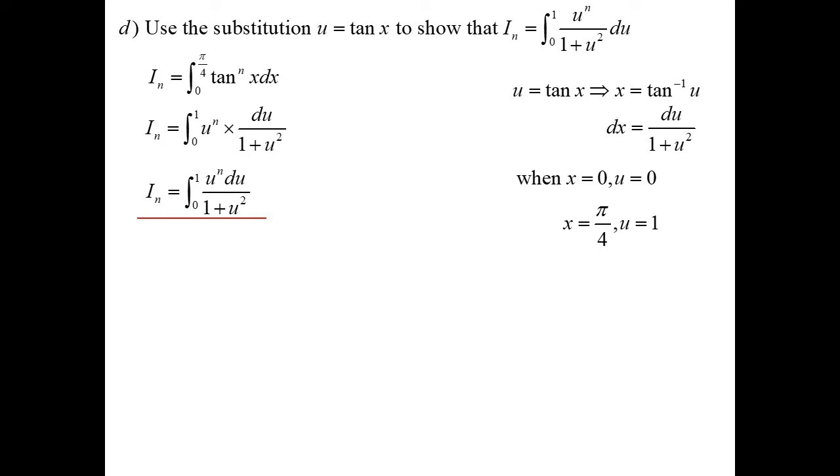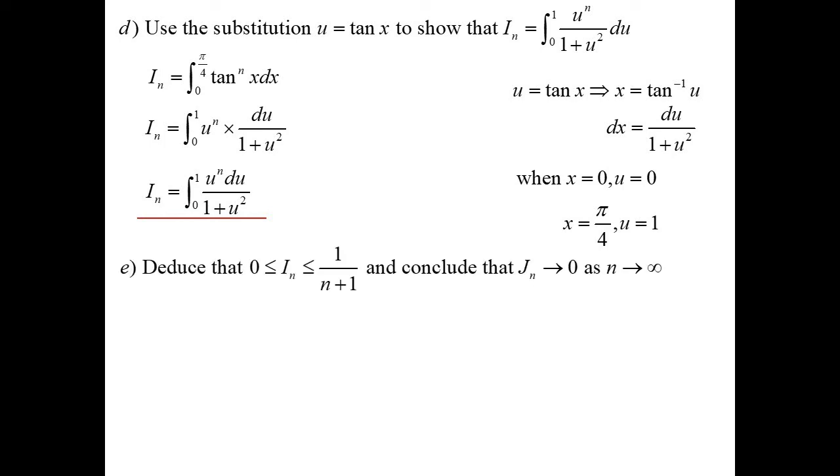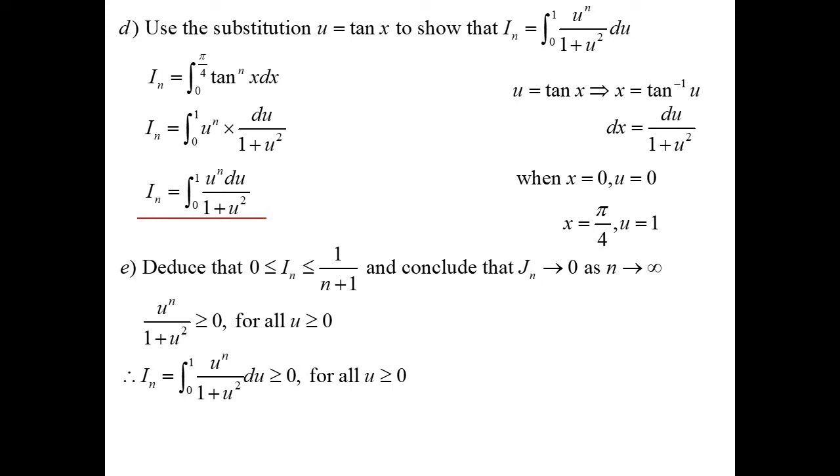Whilst they told me to use u equals tan x, I claim I did, because I started with u equals tan x and said, well, I want to rearrange it. Deduce that In is in between 0 and 1 on n plus 1, and then conclude that Jn must approach 0 as n approaches infinity. u^n on 1 plus u squared, we know, is always going to be positive, because remember, n is a positive integer. Therefore, the integral must always be above the axis, so the answer to the integral must also be positive.